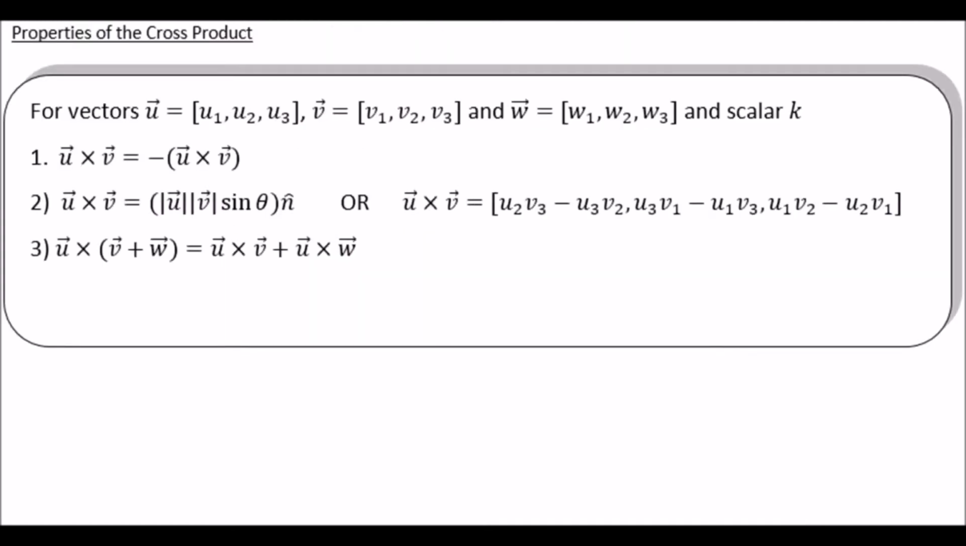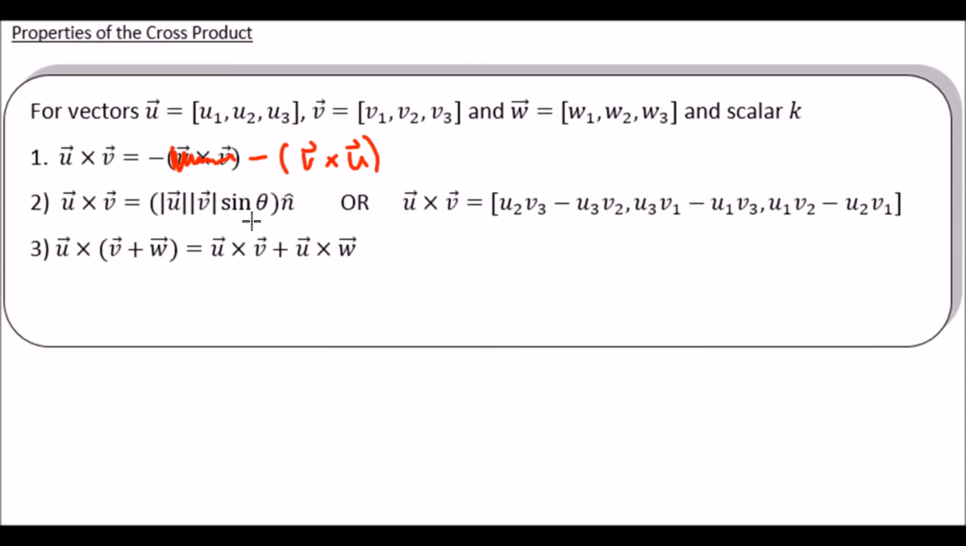Alright, so here are some properties of the vectors. If I give you vectors u, v, and w, and a scalar k. Now please note here, the first one is actually incorrect, so please fix it. u cross v is not equal to negative u cross v. It is equal to negative v cross u.